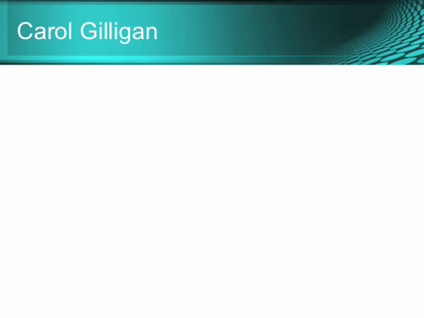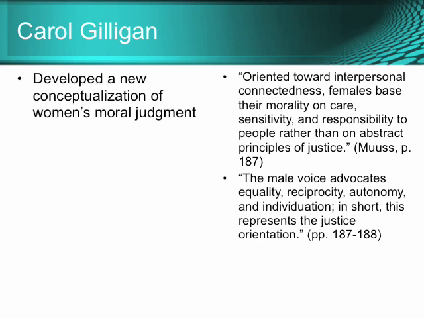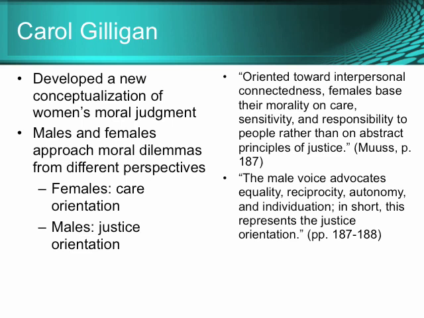So Carol Gilligan was known for her work in gender differences. And so she developed a new conceptualization of women's moral judgment. She felt that women made moral judgments differently than men. She felt that males and females approach moral dilemmas from different perspectives. Females base their perspectives more on caring, whereas males tend to base their decisions more on justice.